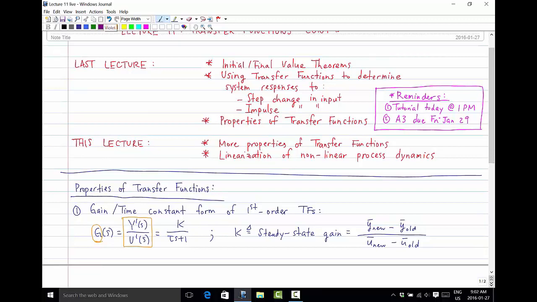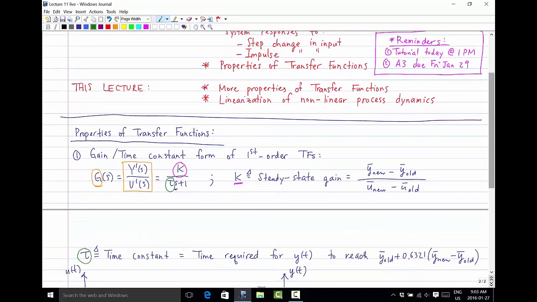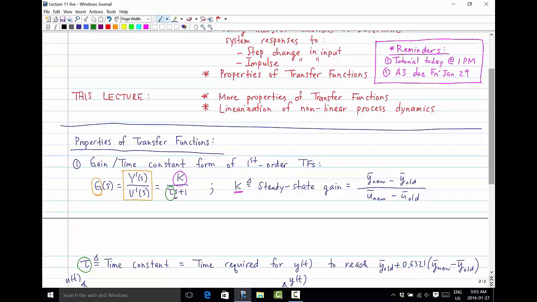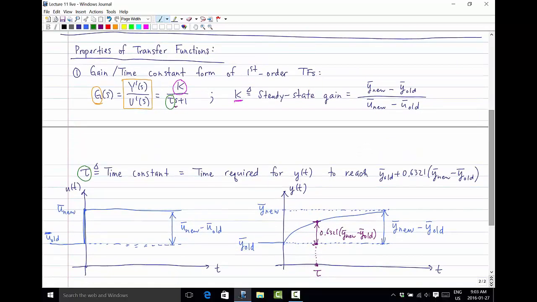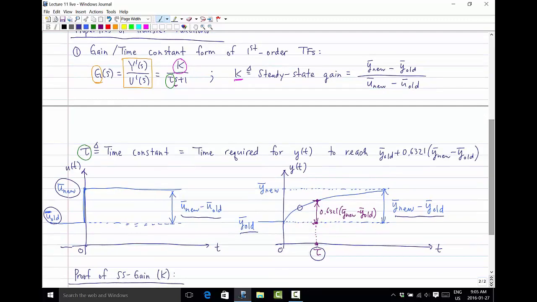Recall that the gain and time constant form of a first-order transfer function can be expressed in terms of the constants k and tau, where k is the steady state gain, which is simply the ratio between the new and old steady states in the outputs and inputs, and tau is the time constant, which means the time required for the output y of t to reach 63.21% of the steady state gap between the new and old steady states. The diagrams here show exactly what these different constants and equations mean.